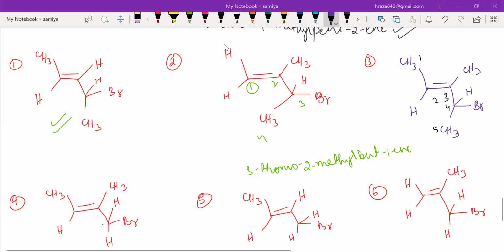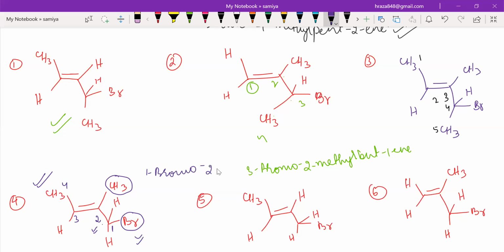Darshan, see, 4-bromo 3-methyl but-2-ene. If you number it from here, 1, 2, 3, 4, you will get 4 carbons in the parent chain along with this branch and this branch. But if you number it from here, the double bond will get the second position, and from this side numbering you will get the second position. So we will give preference to this. So the name will be 1-bromo, and then 2-methyl, and then but-2-ene. Are you getting my point, Darshan?